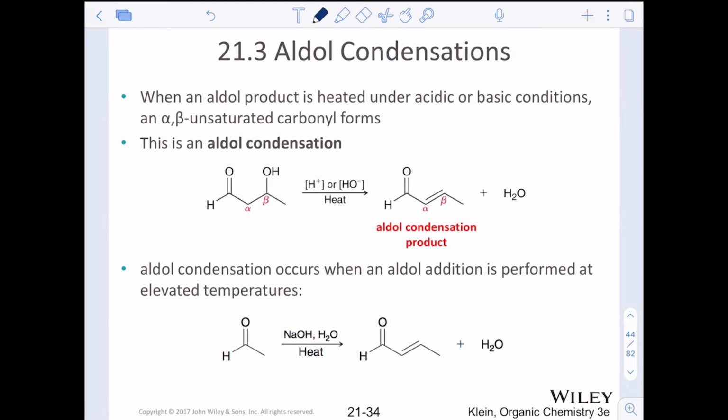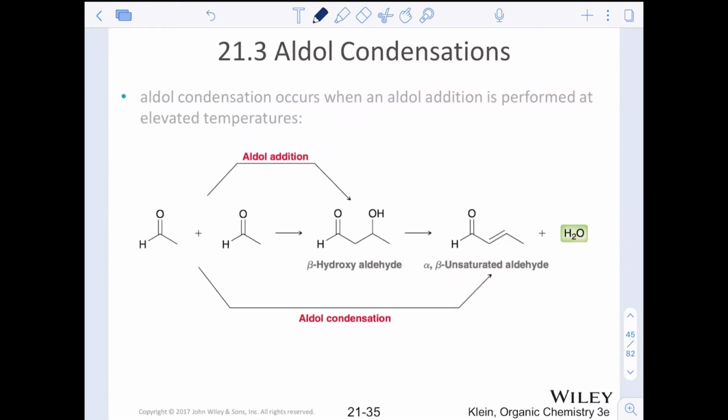Now, an aldol condensation reaction has a little bit extra to it. An alpha beta unsaturated aldehyde or ketone is formed. So these alpha beta unsaturated carbonyl forms will be our products, and it's because heat is going to be added. We're driving off water in this reaction. So an aldol condensation occurs when an aldol addition is performed, and then we elevate the temperatures. We do it at very, very high temperatures. Water will be driven off. Aldol condensation is better for us because it is irreversible.